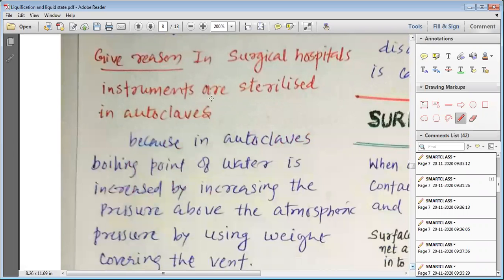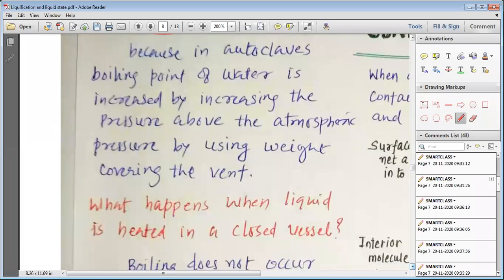One more reason: in surgical hospitals the instruments are sterilized in autoclaves. The instruments are sterilized in autoclaves because in autoclaves the boiling point of water is increased by increasing the pressure above the atmospheric pressure by using a weight covering the vent. An autoclave is a kind of machine in which the various instruments for surgery are sterilized. Sterilized means made germ free. To make them germ free, they are boiled.